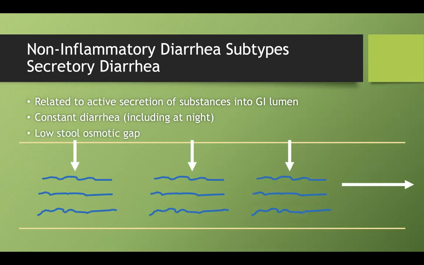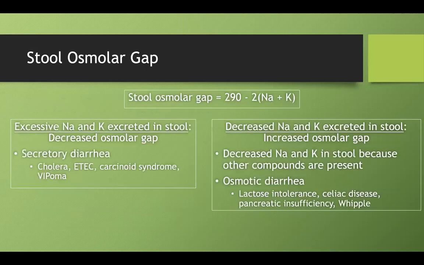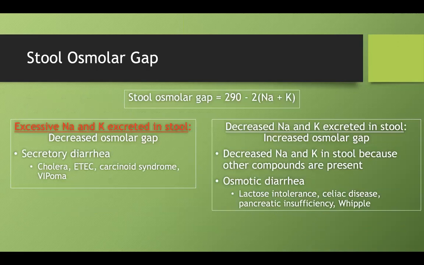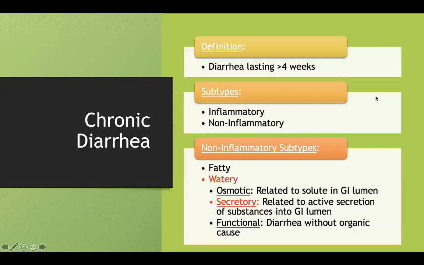Another contrasting feature is that secretory diarrhea has a low stool osmolar gap. Because it's releasing everything, including sodium and potassium, into the GI lumen, if this number gets very, very high, then you'll have 290 minus a very high number, and the stool osmolar gap will end up being a lower number, namely less than 50. And for the increased osmolar gap, it should be at least in the low to mid 100s to be considered an increased osmolar gap. But they'll give you the numbers on the test, they'll give you whatever normal values they want. So I wouldn't worry too much about that.